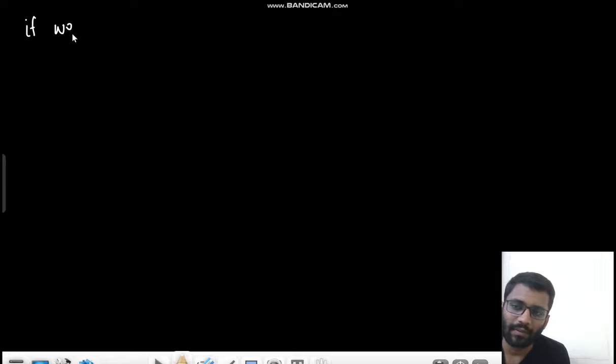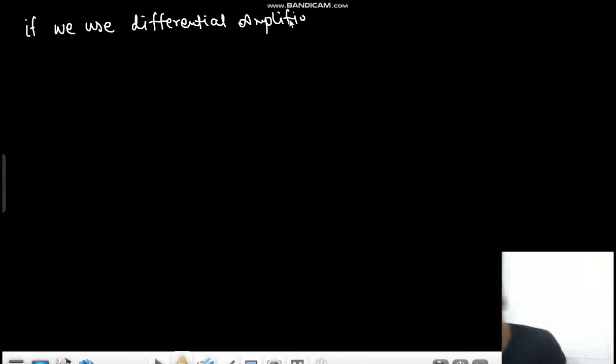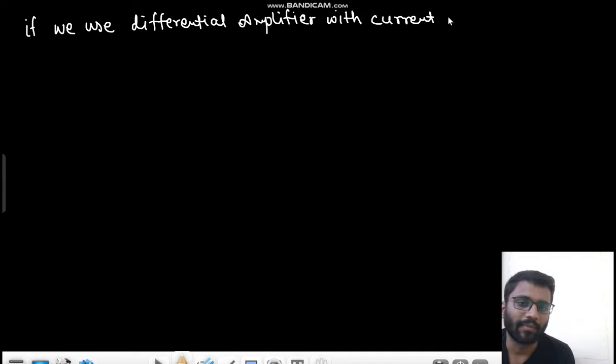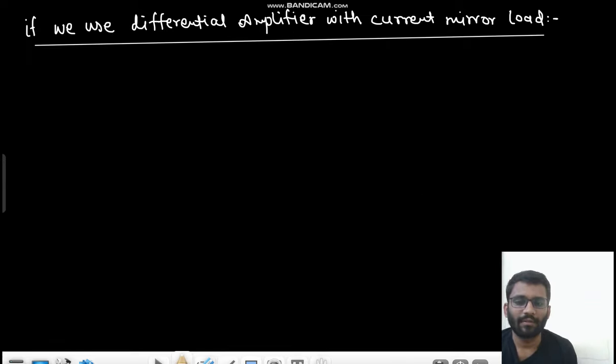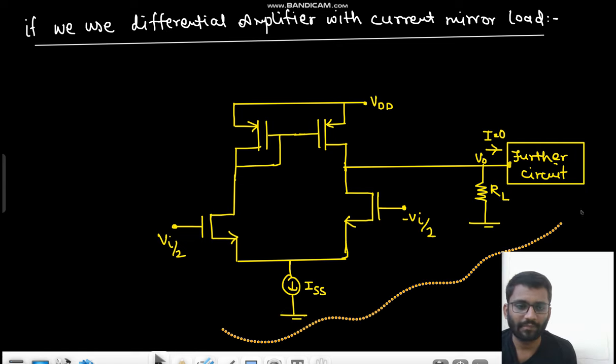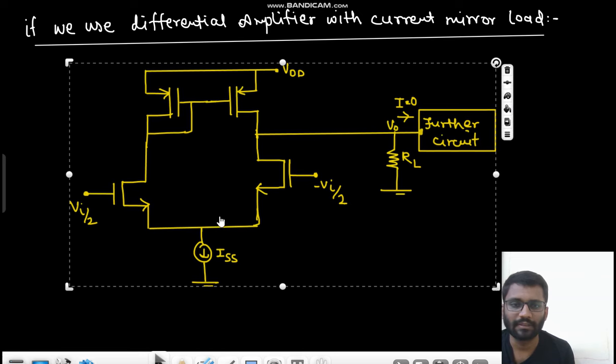If we use a differential amplifier with a current mirror load, so now what will happen? This is the circuit we have.